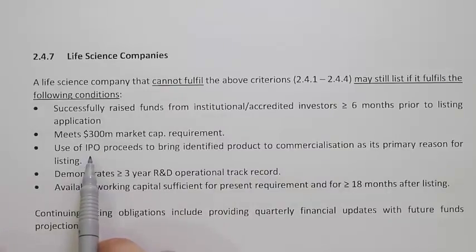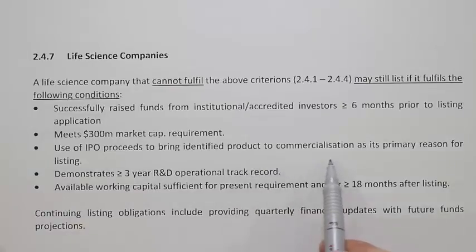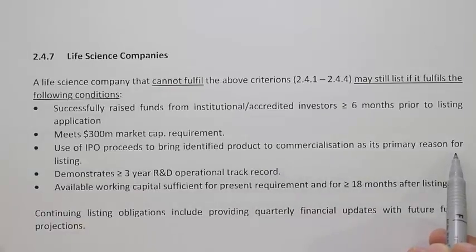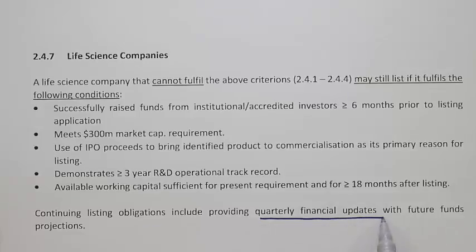They are going to use the IPO proceeds that they get from the listing to bring an identified product to commercialization as its primary reason for listing. It has to demonstrate more than a 3-year R&D operational track record, and the available working capital is sufficient for present requirements and for more than or equal to 18 months after listing. So for such companies, the continuing listing obligations include providing quarterly financial updates with the future funds projection. This is to make sure that the life science companies are getting funds for research only.